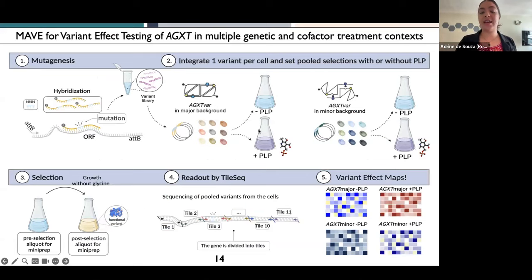And the idea here is that by allowing this yeast to grow in media without glycine, only the variants that could make glycine would allow the yeast to grow. And then we see more frequency of those variants after the selection. So I use the samples post-selection compared to pre-selection to sequence the variants, calculate the frequencies, and then by having a ratio between the frequencies, I can calculate fitness scores. So my goal is actually to make 4 different maps for AGXT in 2 different genetic backgrounds and 2 different cofactor treatment contexts.